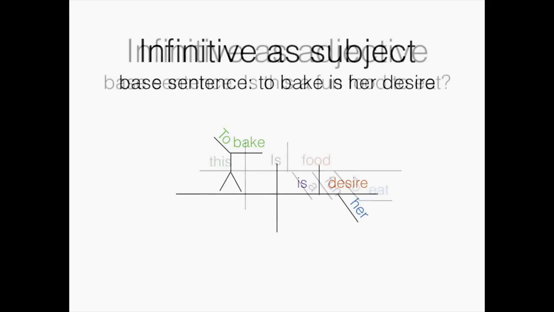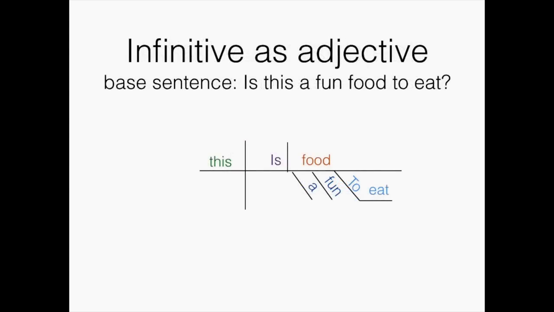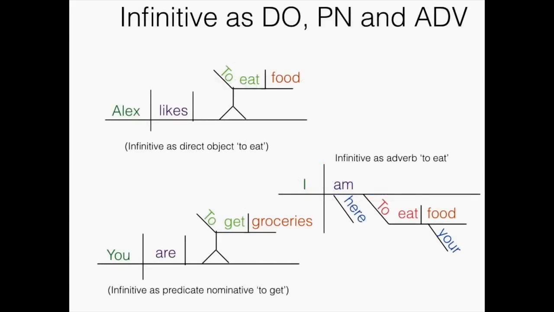When infinitives are used as adjectives or adverbs, we don't put them on the pedestal, and instead put them below the main line of a sentence, just like a normal adjective or adverb. Here's an example of an infinitive as an adjective. Note that the color changes to reflect that it's acting as an adjective in the sentence rather than a noun. Here are the last three ways infinitives can be used, as direct objects, predicate nominatives, and adverbs. Feel free to pause the video if you need to, and note that when the infinitive becomes an adverb, it changes color to reflect this.